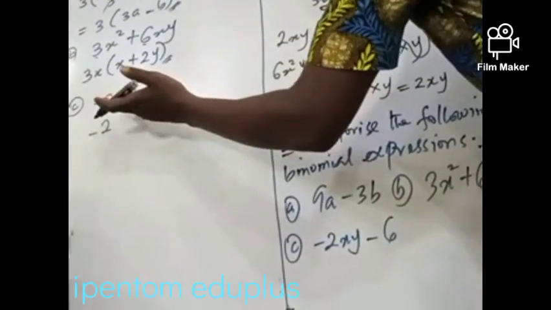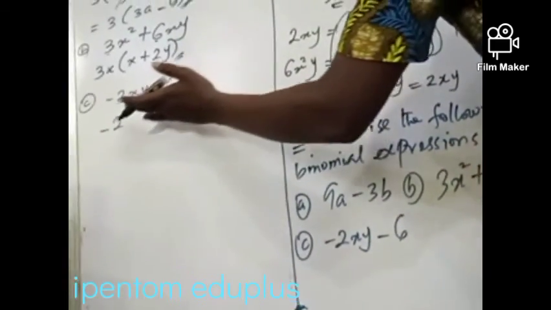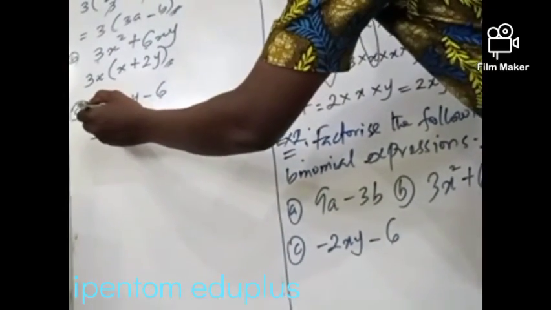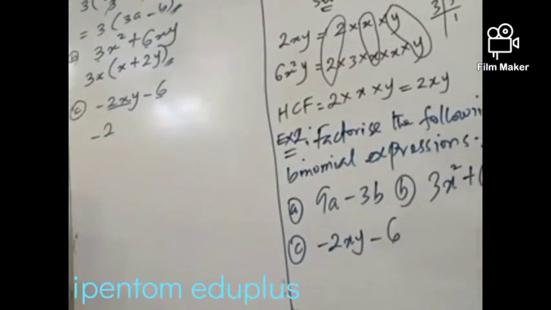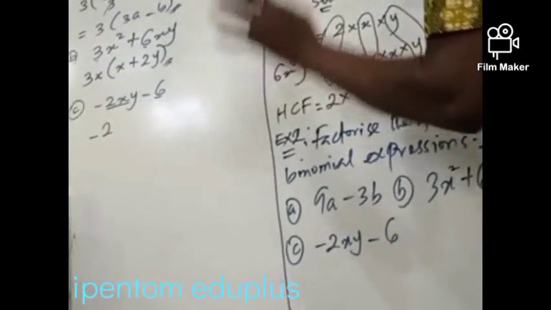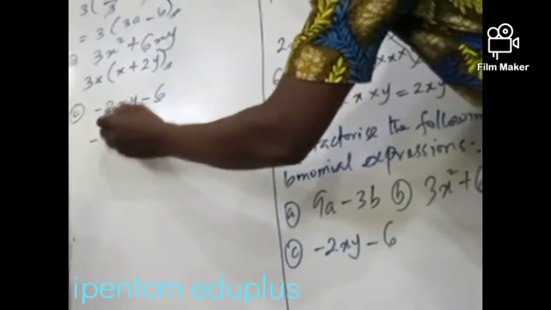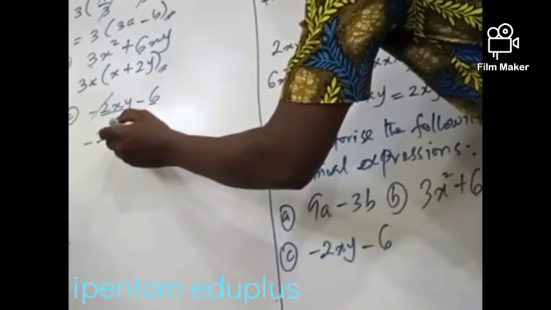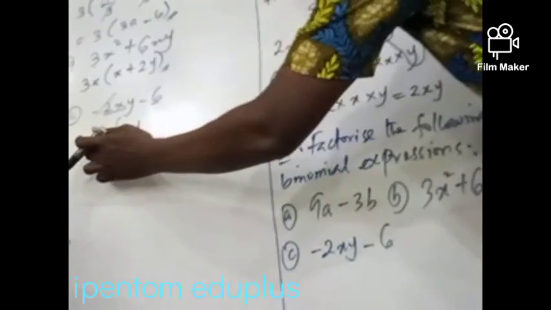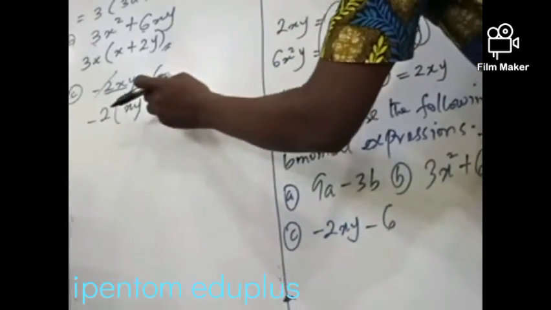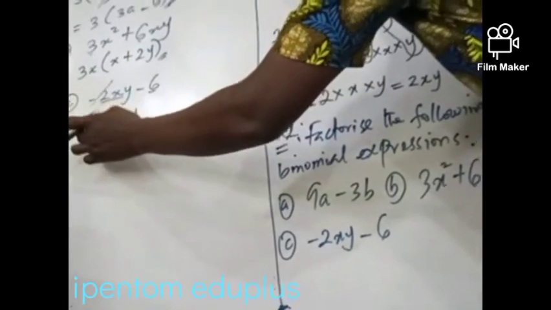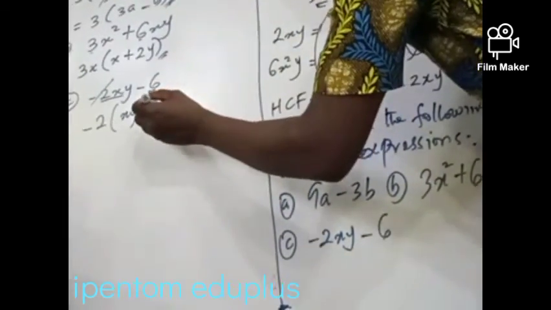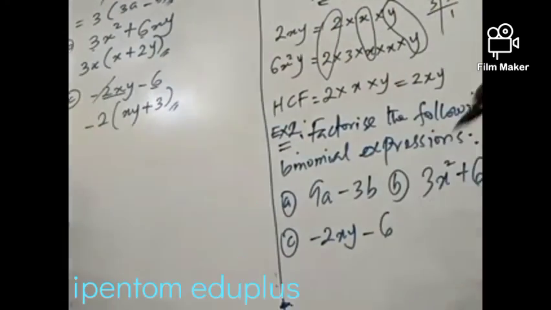Then we check the letters. We have x here, there's no x here. We have y here, there's no y here. So there's no common letter between these two terms. This is a term, this is another term. So the highest common factor here is minus 2. Then we open a bracket. Minus 2, we cancel minus 2. We have xy left. Whenever you have minus outside, what you have inside will change. So this minus will change this one because minus divided by minus will give you plus. 6 divided by 2 will give you 3. So that's how to factorize that.